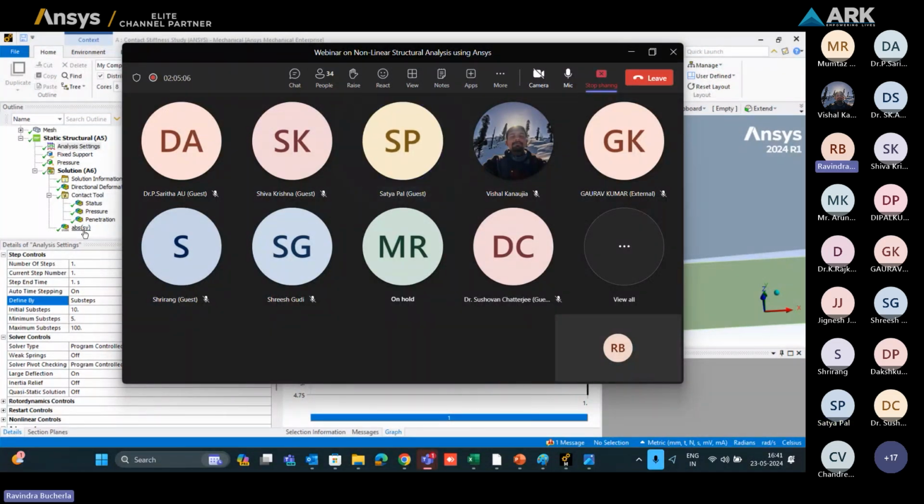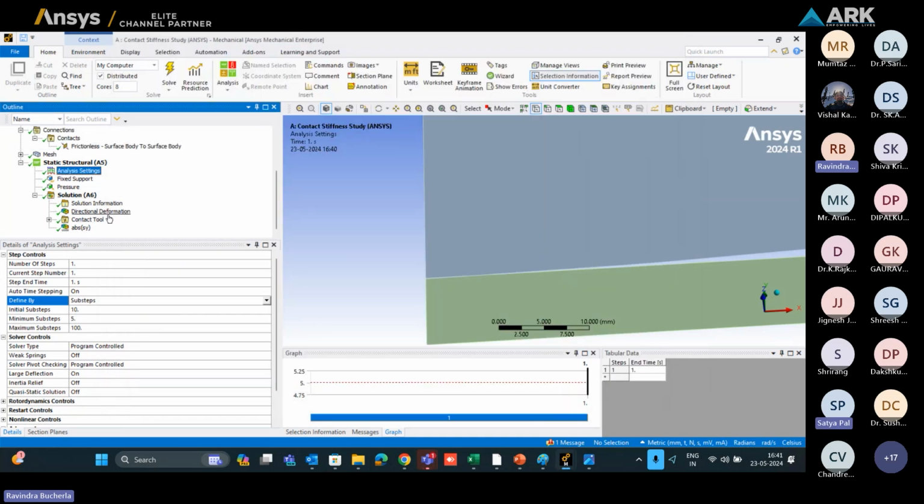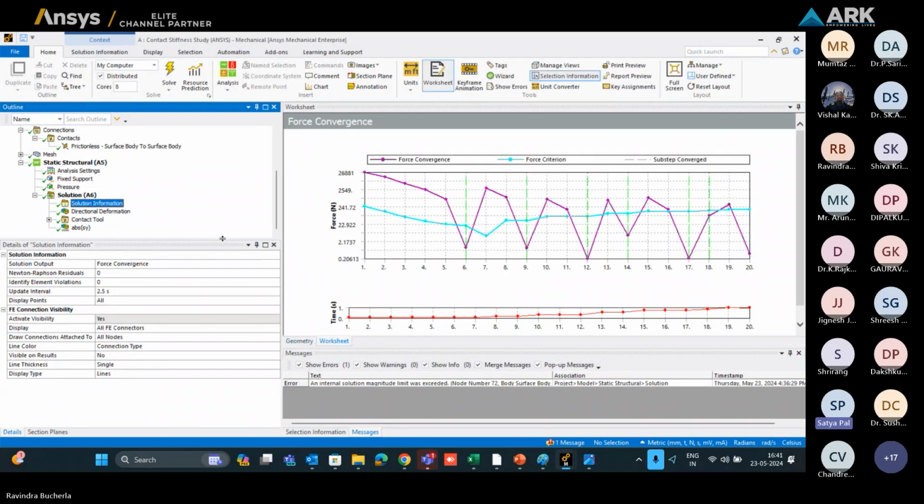You can go with program control, but it will be useful only up to some level. If it is a highly nonlinear case, we need to give it manually. Yeah, actually my problem is high nonlinearity, sir. You will get the information in the solution output, in the errors, about at which time step it is not able to converge, and which element is going to be distorted at that time.